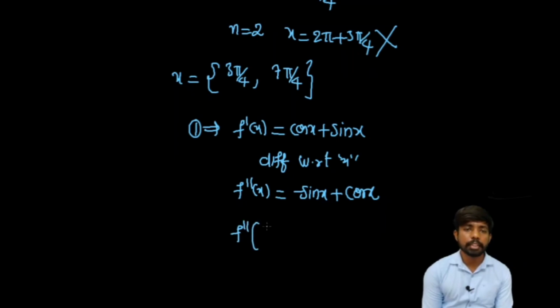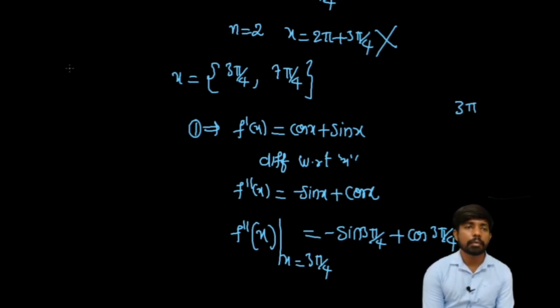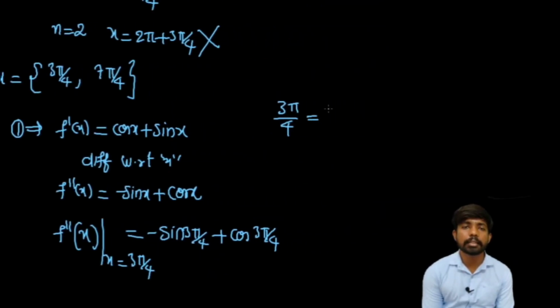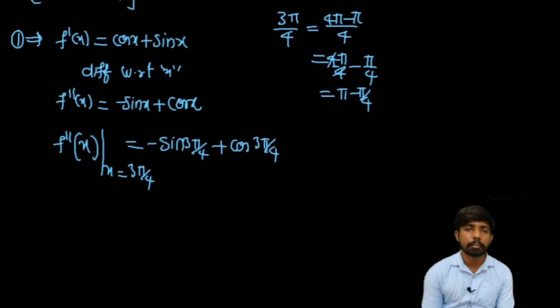Therefore, substitute the critical value into the double differentiation: x equals 3 pi by 4. So substitute minus sin of 3 pi by 4 plus cos of 3 pi by 4. Here 3 pi by 4 can be written as (4 pi minus pi) by 4, since 4 pi minus pi is 3 pi. So 4 pi by 4 minus pi by 4, the 4s cancel, giving pi minus pi by 4. So 3 pi by 4 can be written as pi minus pi by 4.